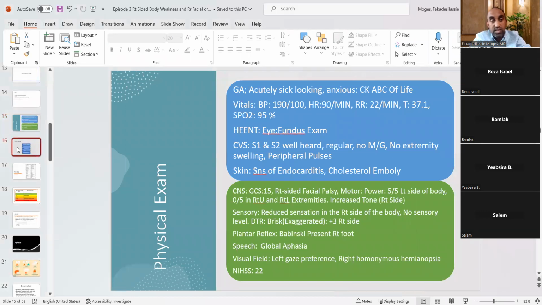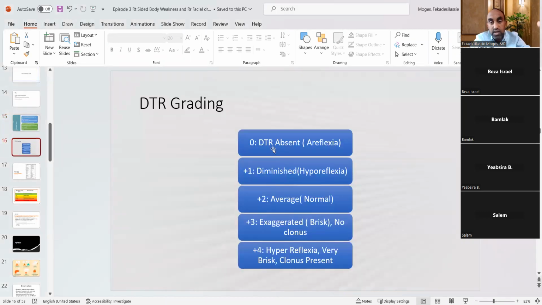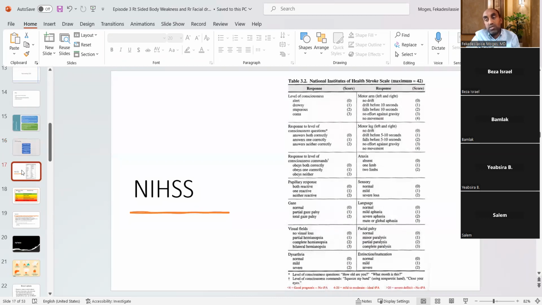So deep tendon reflex grading, I have told you: 0 is absent, 1 is diminished, 2 is average or normal, 3 is exaggerated or brisk, but there is no clonus. That is what differentiates it from clonus. Do you know how to check clonus? Have you ever seen a patient with clonus?